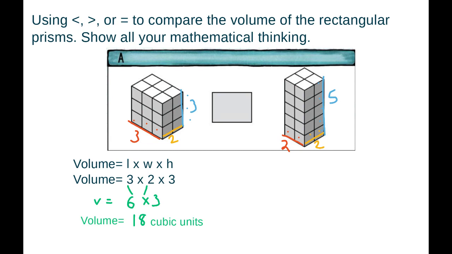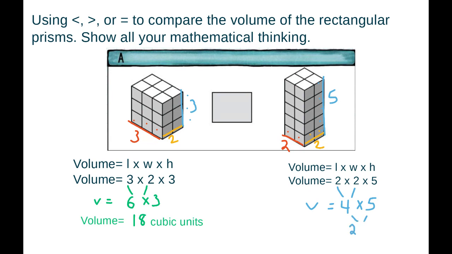Now let's go ahead and plug in our numbers into our formula. Now that we plugged in our numbers, we can see that the length is 2, the width is 2 times the height, which is 5. Let's go ahead and do the calculations. Alright, so we have 2 times 2 equals 4, and then 4 times 5 equals 20. So the volume of the second prism is 20 cubic inches.